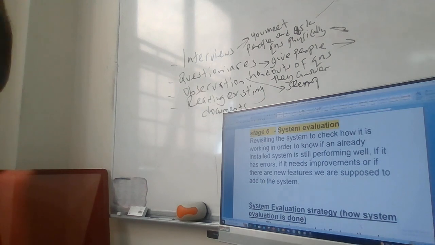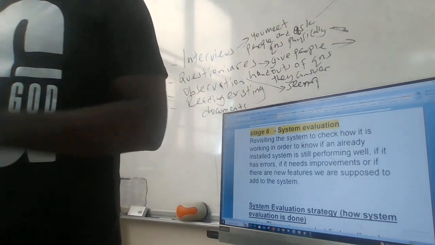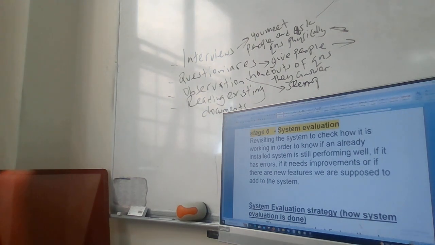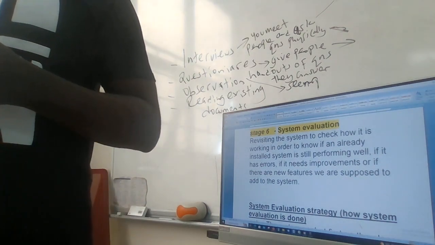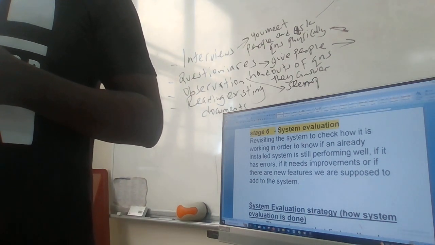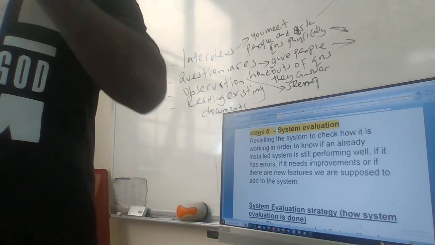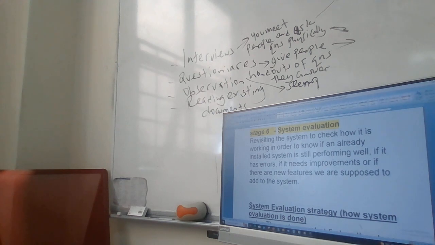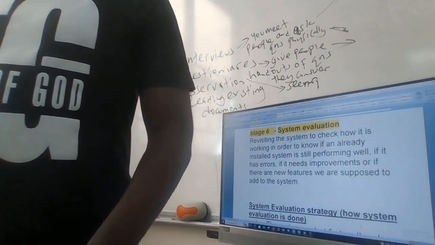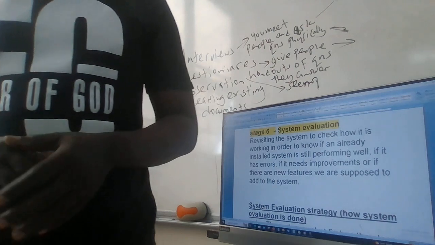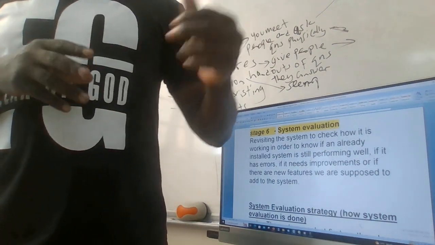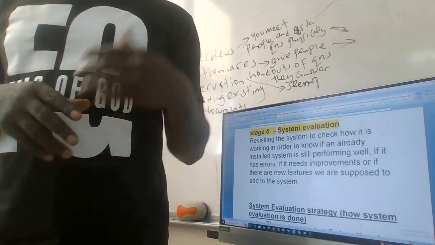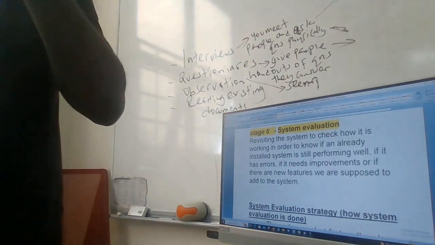I repeat, this means checking how the system is performing to see if it has errors, it needs improvements, or it needs new features, if it needs some new things. Now in the exam, what they want is how is it done. Then we finish up with maintenance. How do we do evaluation?